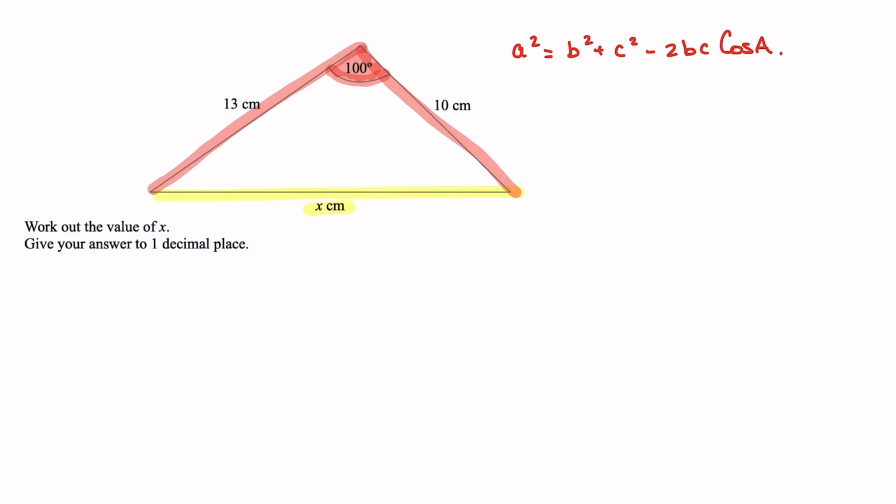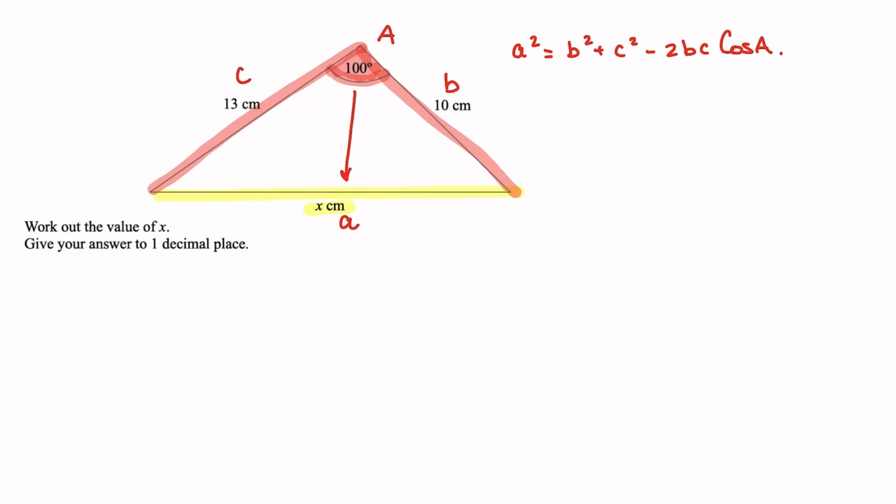Very important to remember that the angle and the side that we're trying to find are opposite each other, and in this case we need to label them as our capital A for the angle and our small a for the side. It does not really matter which value is your b, either the 10 or the 13, or the c. In this case, I will label my b as my 10 and the 13 centimeters as my c. So now if you substitute all this information into the formula, it allows us to find the value of a. So let's have a look at how we can do this.